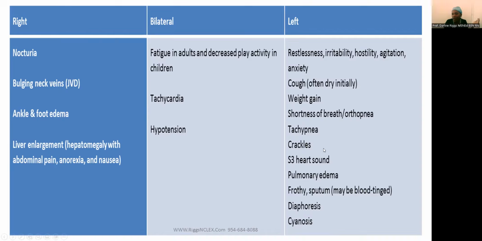Left-sided, you're going to see the respiratory stuff, right? Restlessness, irritability, hostility, agitation, anxiety, cough, crackles, pulmonary edema, frothy sputum, blood-tinged, right? All the respiratory stuff.